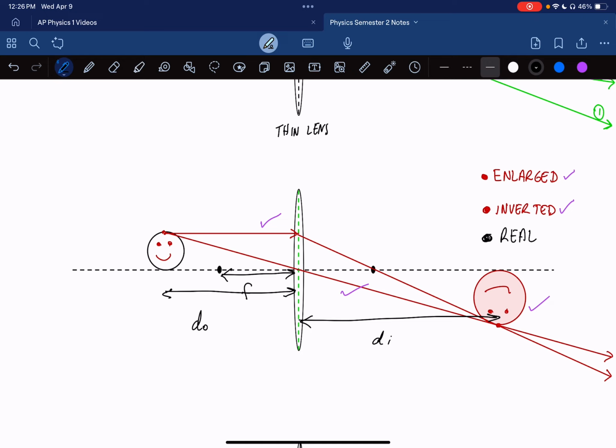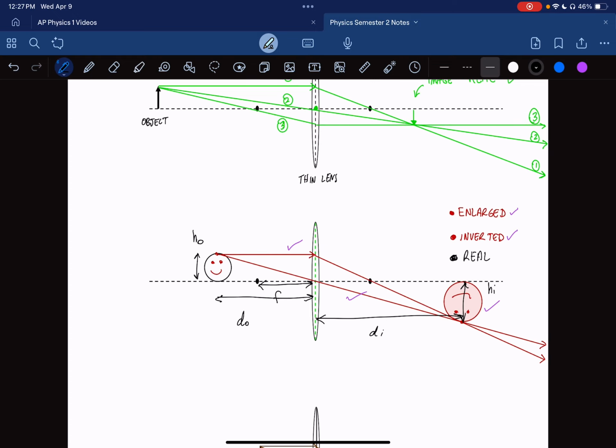Two other quantities we can know is the height of the object. It's basically how tall it is. And we can know the height of the image, which we call HI. And we called this one HO. So that's what those various distances we're going to use today are called, and that's how we label them.